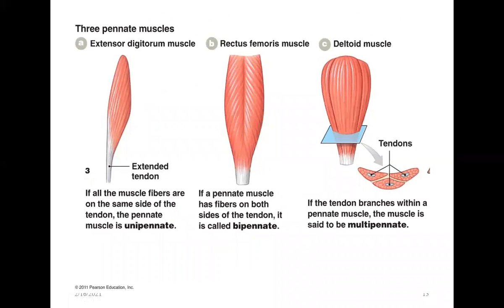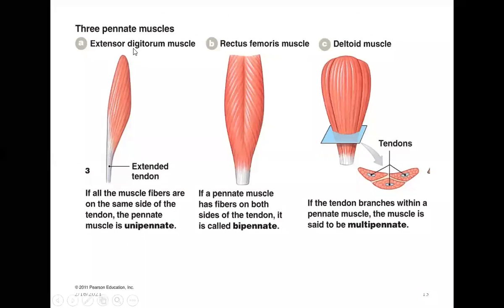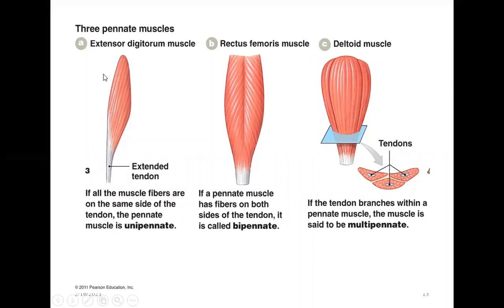Now again there are pictures showing you the unipinnate, all the muscle fibers in one direction. This is called the unipinnate muscle. Example is the extensor digitorum muscle. If all the muscle fibers are on the same side of the tendon, so this is a tendon, all the fibers are in only one direction, then it is called a unipinnate.